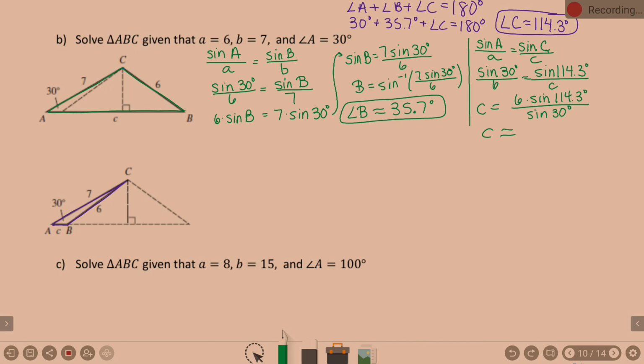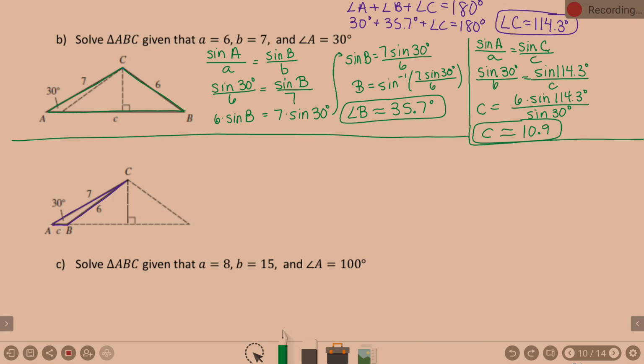I have one decimal place again, which is 10.9. Okay, so that is the first triangle. That's a natural triangle, right? That's a triangle that just goes with all the other ones we know how to do. It flows.